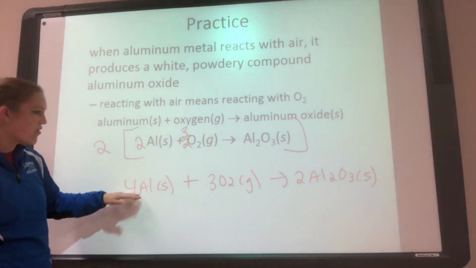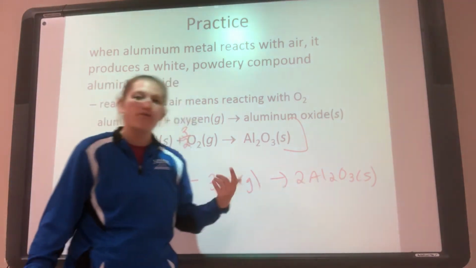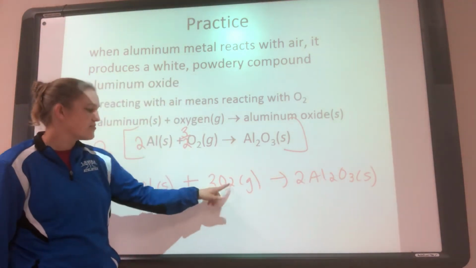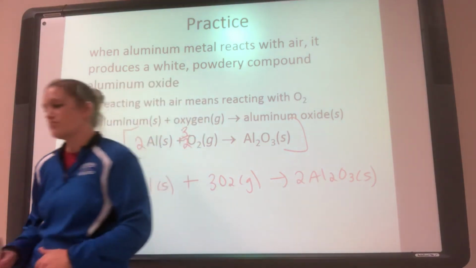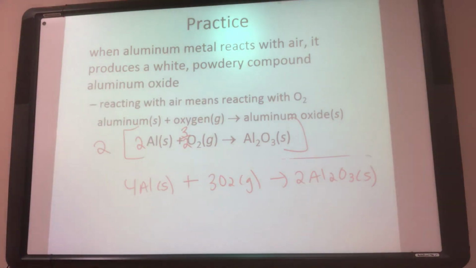So let's check. 4 Als, 2 times 2, 4 Als. 3 times 2 is 6 oxygens. 2 times 3, 6 oxygens. Okay? So we are done there for balancing our reaction.